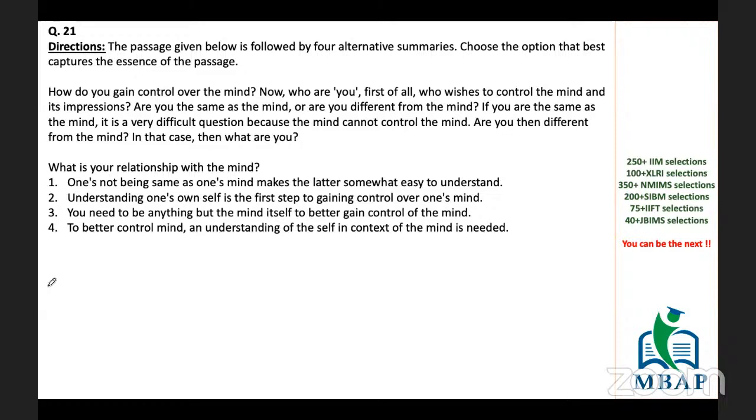Now, the fourth says, to better control the mind, an understanding of the self in context of the mind is needed. Okay. So that is again understanding of the self in context of the mind. It means what we are to that mind. It means again identifying the relationship. So this is the answer. Fourth one.